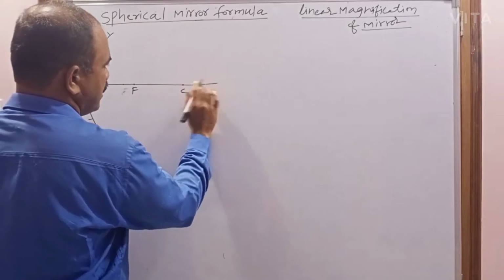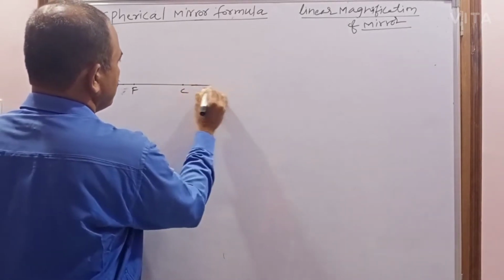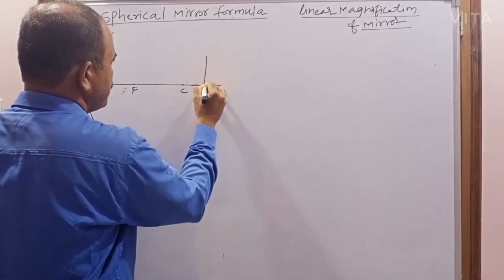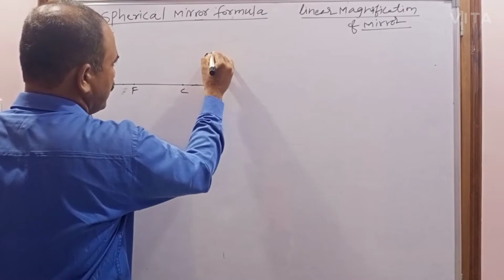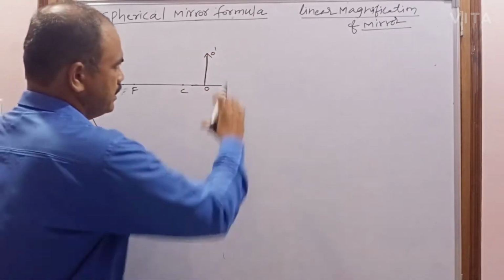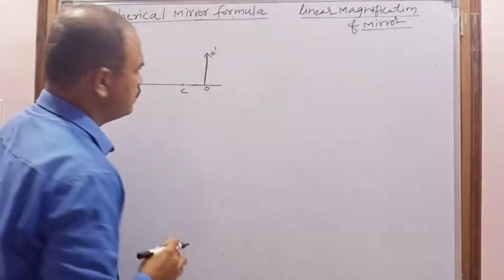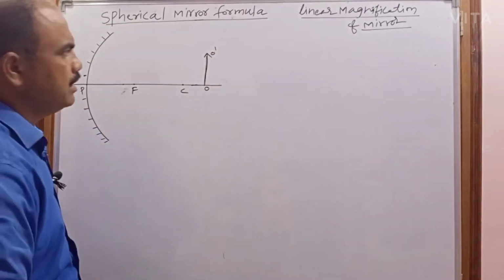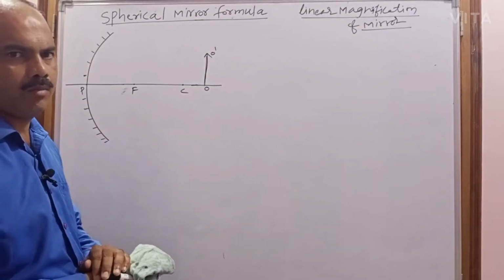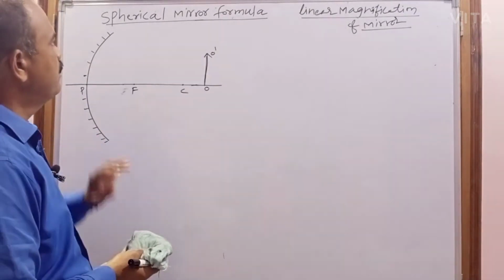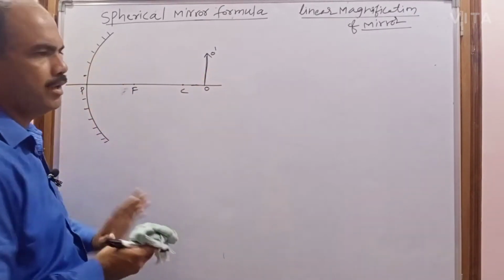Beyond C I am taking an object. Let the object be O dash, and this is the height of the object. The object name is O dash. Now by using the rules to draw ray diagrams of a concave mirror, I am going to find where the image of this object is formed by this concave mirror.